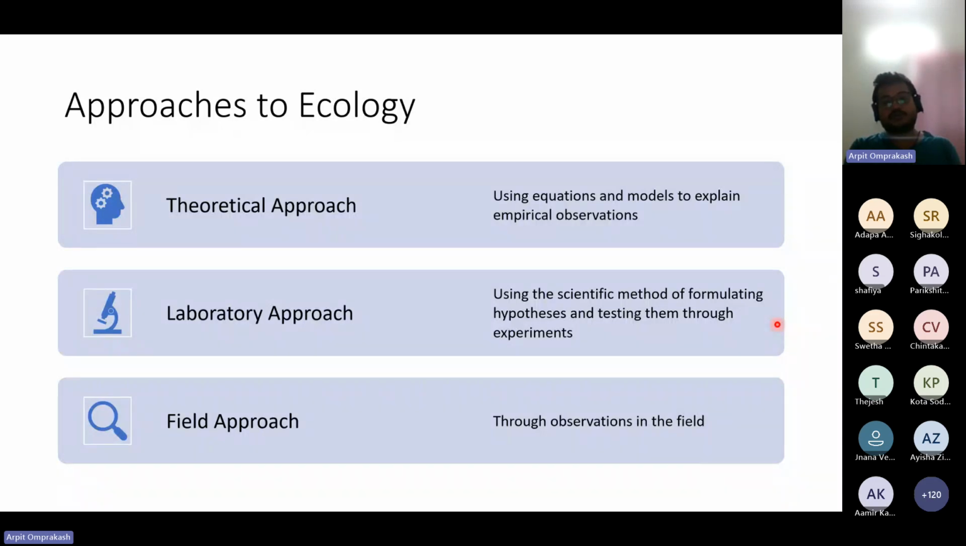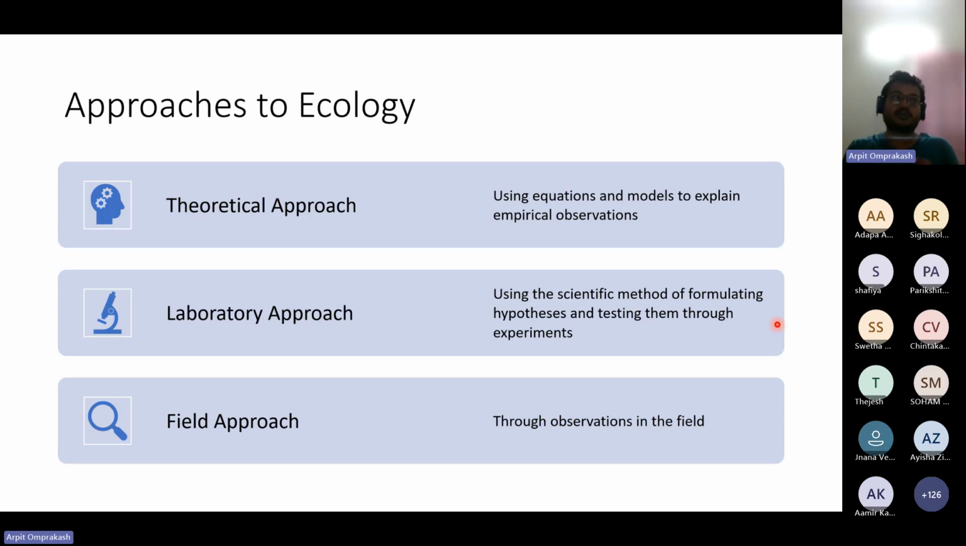The laboratory approach is basically when we are using the scientific method of formulating hypotheses and testing them through experiments. So, for example, let's say we feel that algae grow well in soil that is rich in, let's say, iron. So what we can do in a lab is set up a few different beakers where we have water. In some of them, we'll add a bit more iron. In some of them, we'll remove the iron. And there'll be one control where we have not manipulated the amount of iron in the water. And we see how the growth of algae changes in these three different tanks.